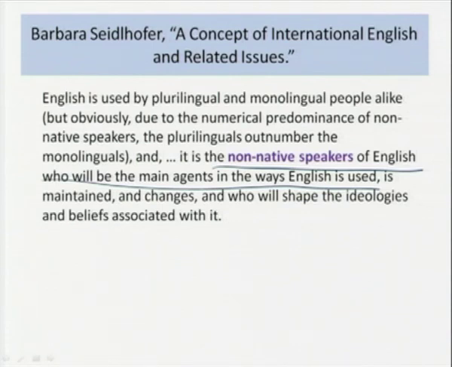So, it is not that we should be alarmed that there is again a hegemonic sort of orientation in trying to build international English. She says, on the other hand, pointing to the plurilingual and monolingual people, that in future it is the non-natives who are going to devise this sort of international English, and will decide the ideologies and beliefs that are associated with that kind of English. So, it is left to us to look at the brighter side of it, as not really another colonialist or neo-colonialist imposition of the English language. It is the non-native speaker who is going to perhaps contribute more to devising that language.